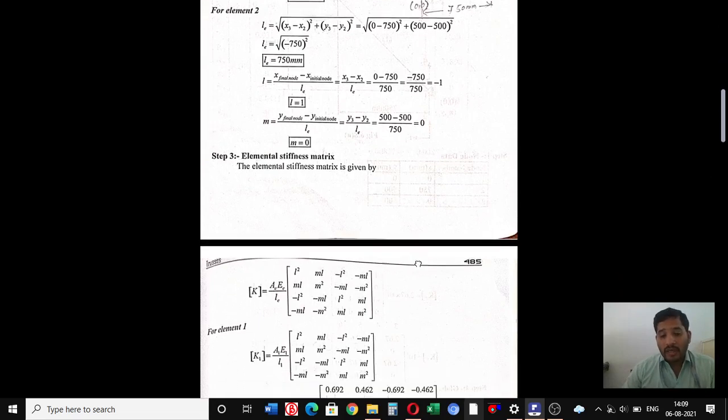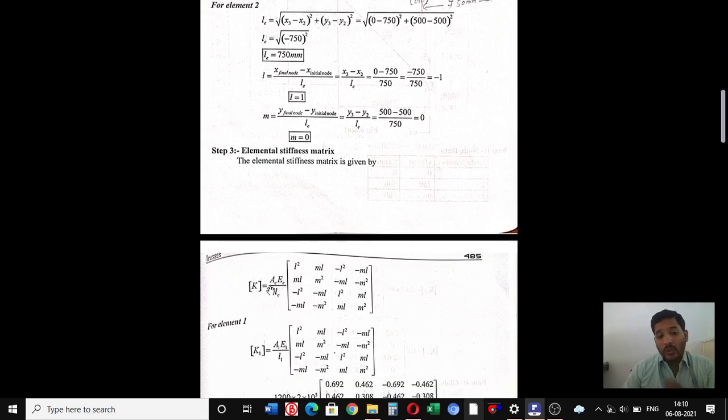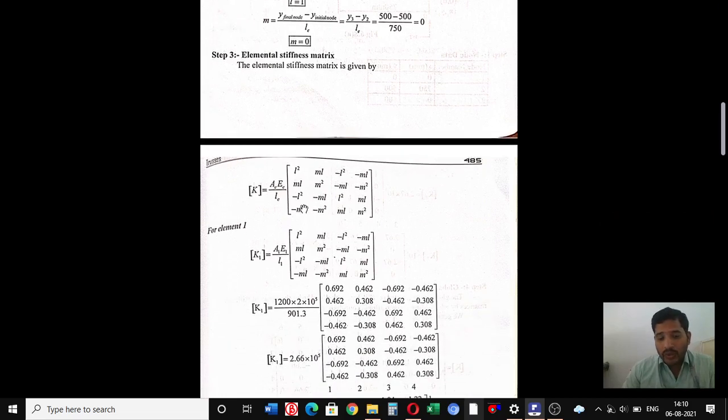For the elemental stiffness matrix, we know very well K is equal to AE by LE, where A is the area of cross section of the first or second element, E is the modulus of elasticity of the element, and LE is the length of the element. L square is cos square theta, ML is cos theta into sin theta, minus L square is minus cos square theta, minus ML is minus cos theta into sin theta. Clear here? I hope no one is having confusion. Then we have to use this formula.